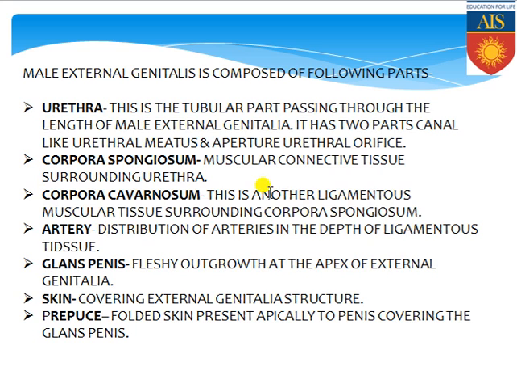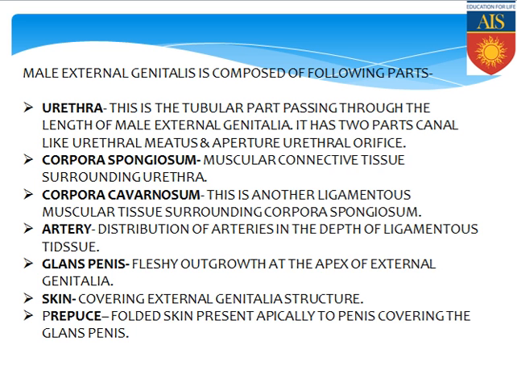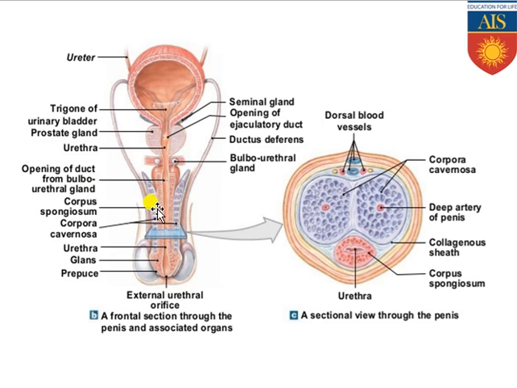Next, there are two muscular or connective tissues present, which are actually providing the strength of the male external genitalia, or rather are responsible for its erection, that is corpora spongiosum and corpora cavernosum. This is the muscular connective tissue, the corpus spongiosum, surrounding the urethra. That means if this is the urethra, it is surrounded by the muscular tissue known as corpus spongiosum. You can see here the little bit light red color. This is surrounding the urethral meatus, and that is known as corpus spongiosum.